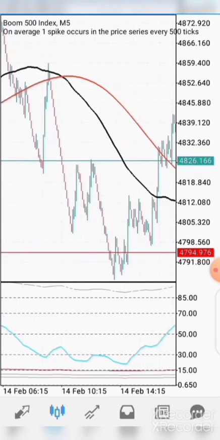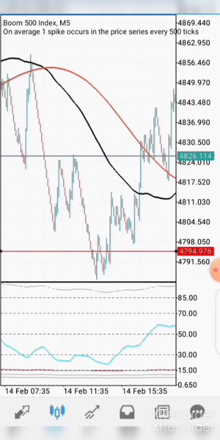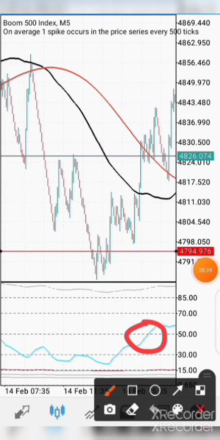So long as it's below this, I keep selling. What's coming here right now, it is above. It has crossed the 50. So I'm expected to close this trade around this point here. I just close. You understand?